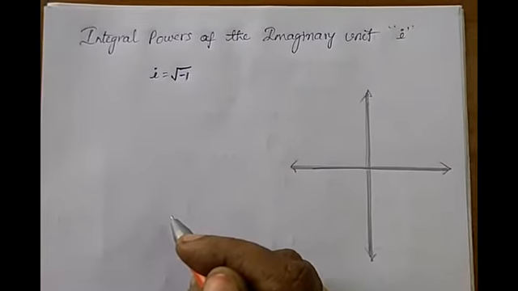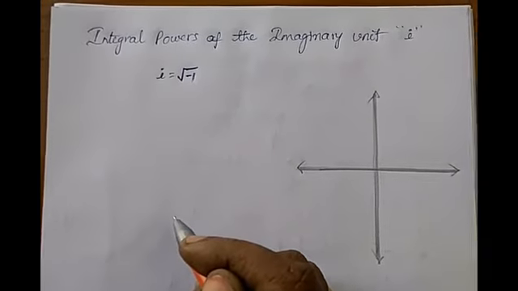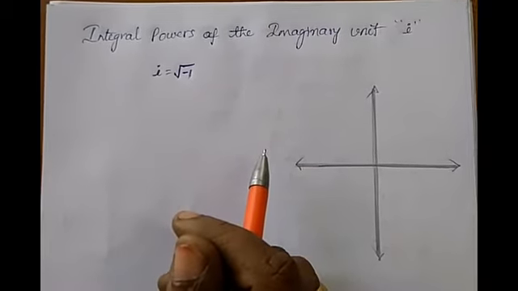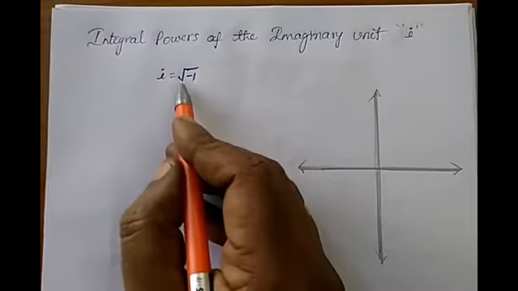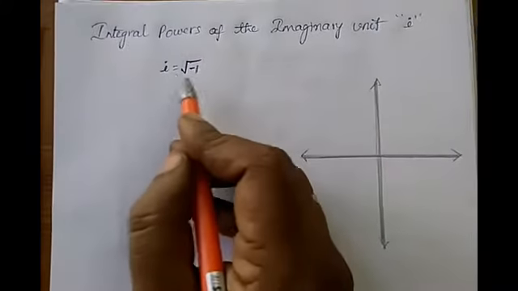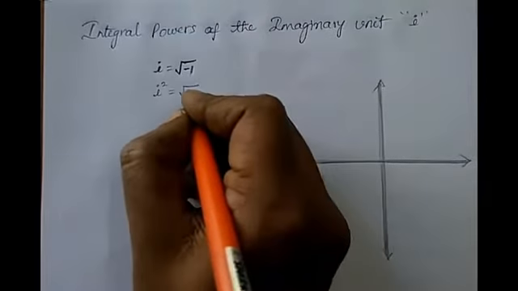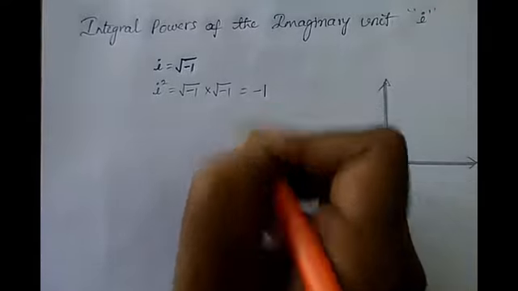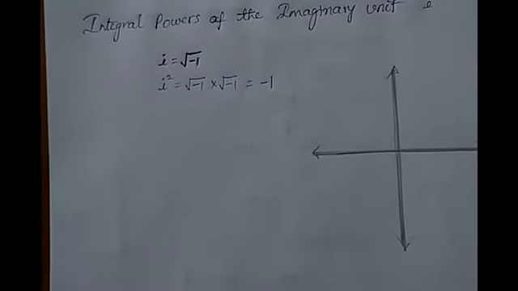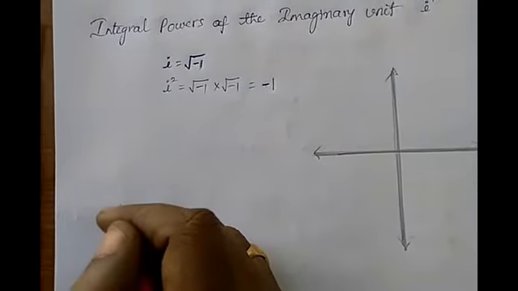Hi students, in this video we will learn what are the integral powers of the imaginary unit i. We know that i equals the square root of -1. If you square it, we get i squared equal to root -1 into root -1, that is equal to -1. The square of the unit imaginary number is -1. Let us now try to work out more powers of i.